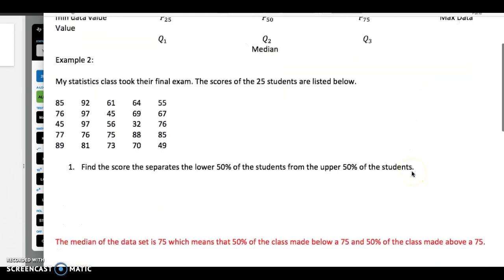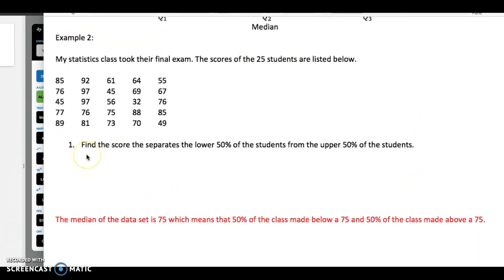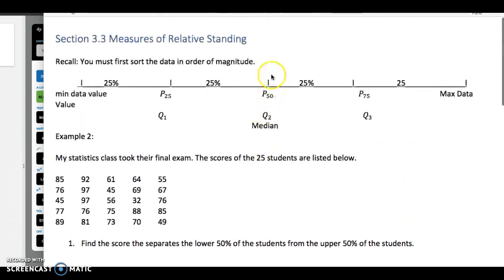So the first question. Find the score that separates the lower 50% of the students' scores from the upper 50%. So we're looking for a value that separates the lower 50% from the upper 50%, or that splits your data set in half. So what are we actually looking for here? Well, we're looking for the median of the data set, this number here. There's 3 names for it: the median, the second quartile, or the 50th percentile.